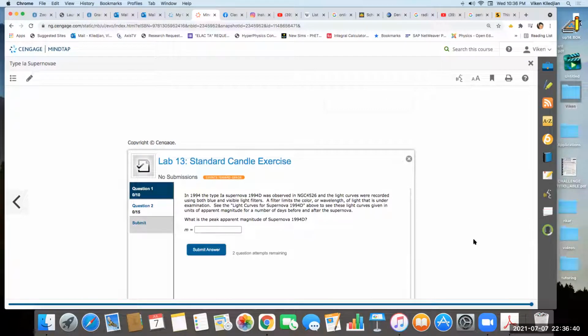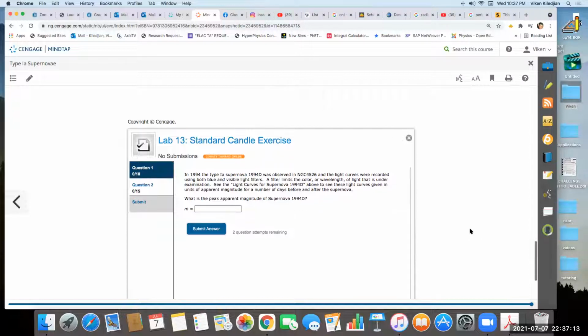Okay, in 1994, the Type 1a supernova 1994D was observed in NGC 45, and the light curves were recorded using both blue and visible light filters. A filter limits the color or wavelength of light that is under examination. See the light curves for supernova 1994D above, given in units of apparent magnitude for a number of days before and after the supernova. What is the peak apparent magnitude of supernova 1994D?